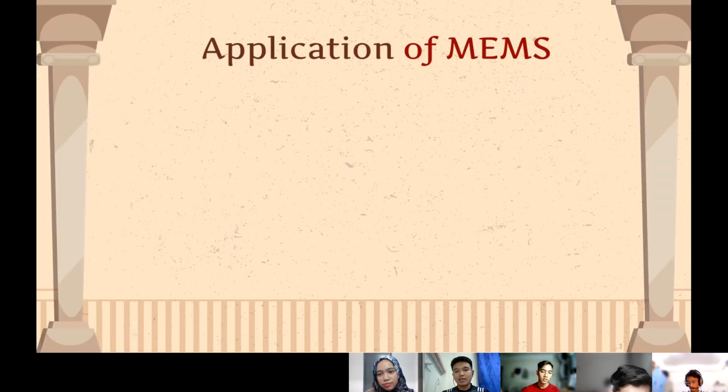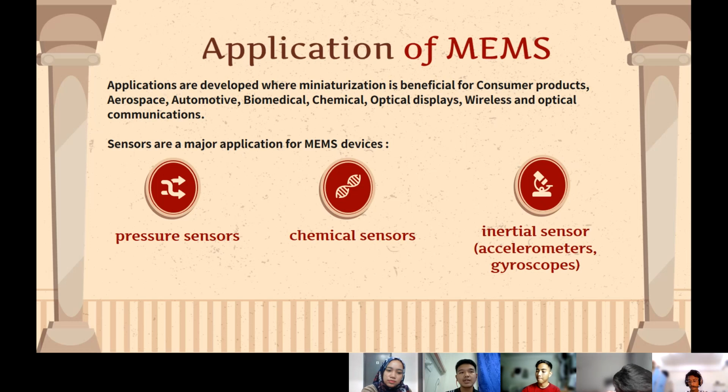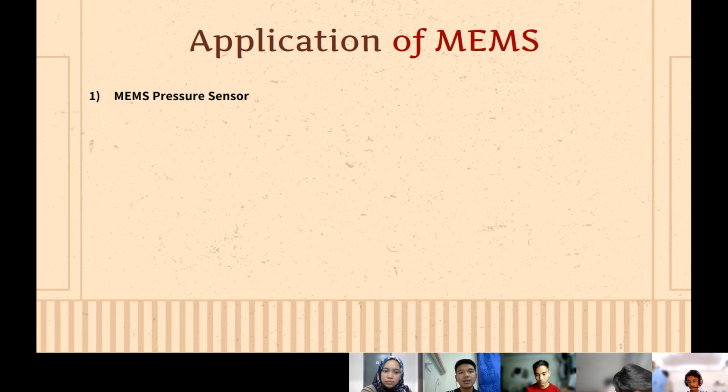Application. Applications are developed where miniaturization is beneficial to consumer product, aerospace, automotive, biomedical, chemical, optical display, wireless, and optical communication. Sensors are a major application for MEMS device. Three primary MEMS sensor is pressure sensor, chemical sensor, and inertial sensor. MEMS sensor can be used in combination with other sensors for multisensory application.